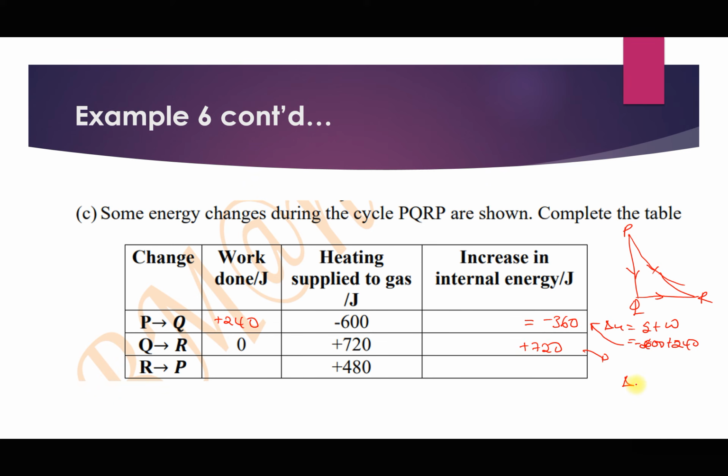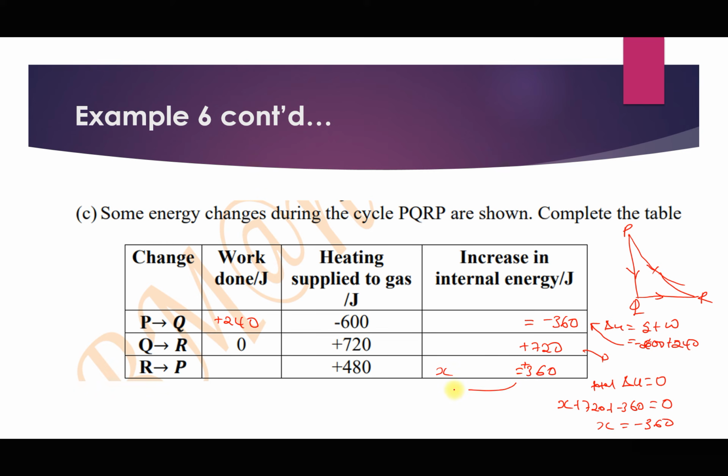But remember, the total change in internal energy is equal to 0, total. So that means when I sum up all these, I will call this one x. So x plus 720 plus negative 360 should give us 0, which means x is going to be equal to negative 360.